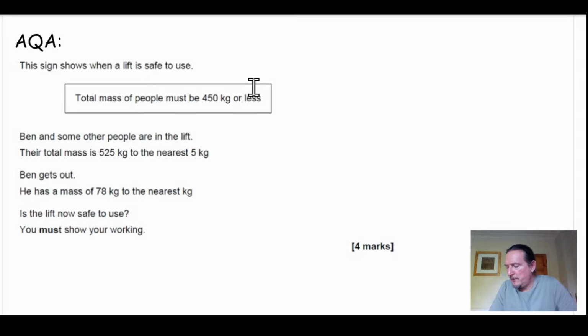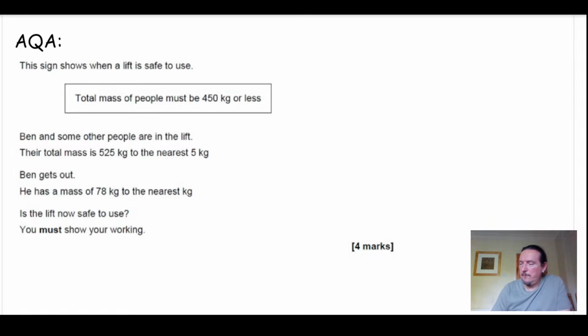Ben and some other people are in the lift. Their total mass is 525 kilograms, to the nearest 5 kilograms. Ben gets out. He has a mass of 78 kilograms to the nearest kilogram. Is the lift now safe to use? You must show your working.